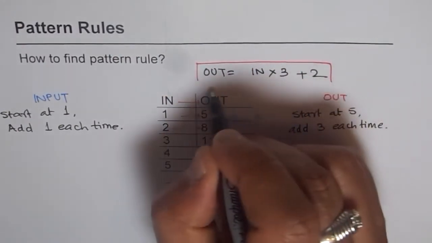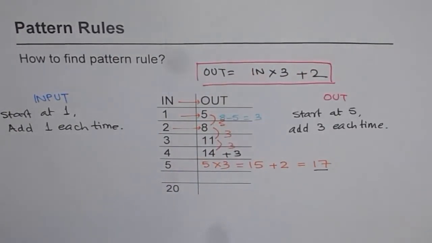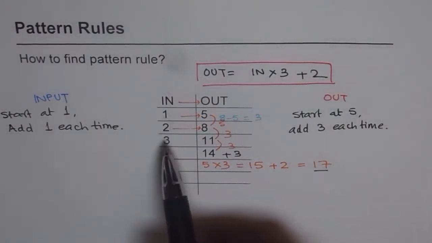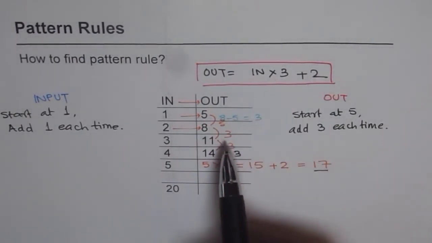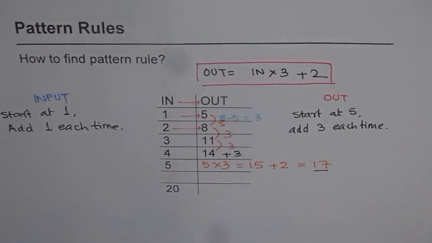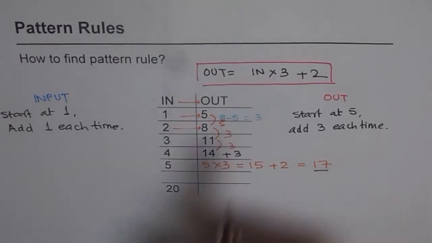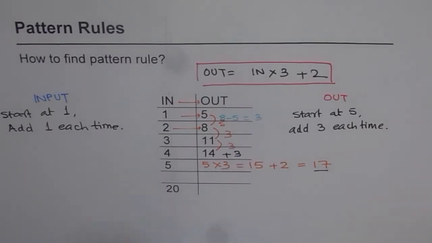Do you see that? Now is that the right rule? We can check with any number. Let's check with 3 again. 3 times 3 is 9, 9 plus 2, 11. It works. It works for all these numbers. Do you see that? How does this rule help you? It helps you to find the output for bigger numbers.